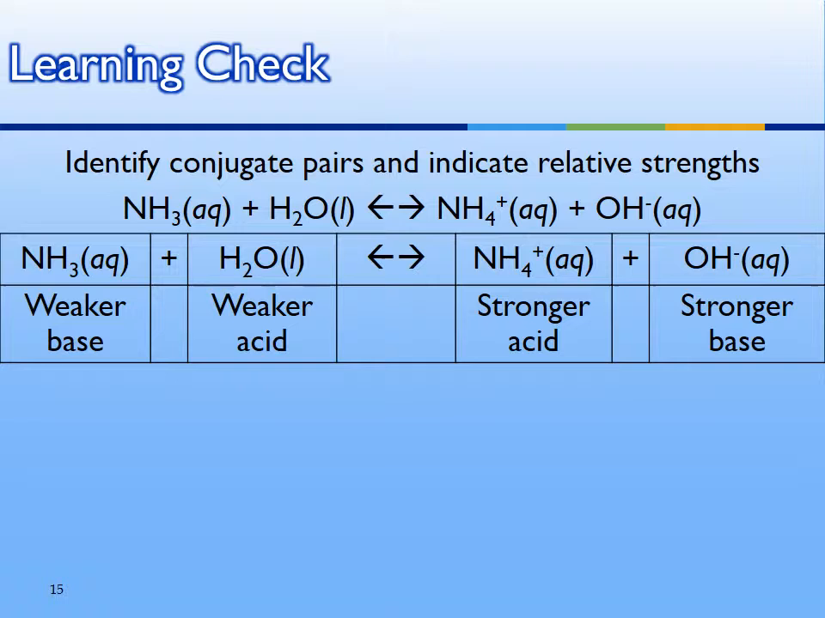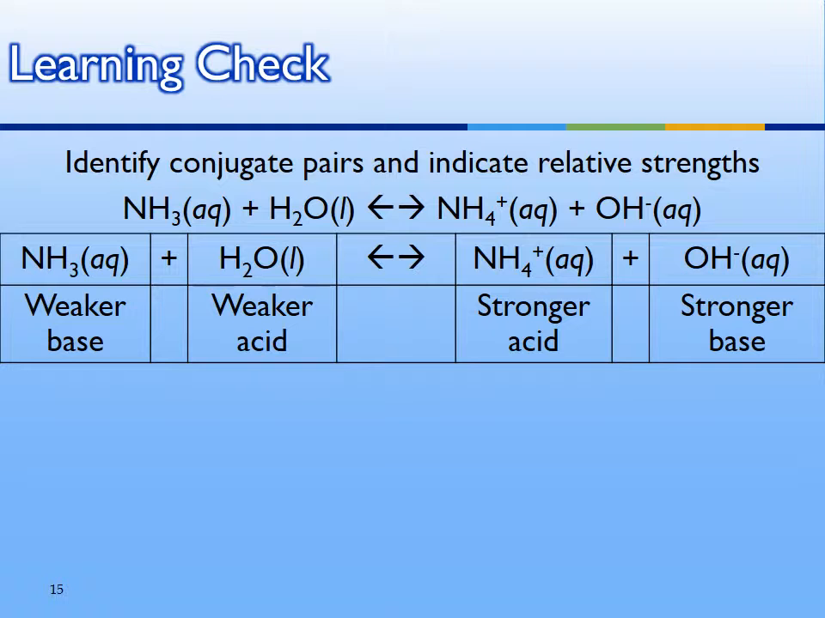Now, here are the conjugate pairs. In other words, ammonia and the ammonium ion are the base and conjugate acid pair. The water and the hydroxide ion are the acid and conjugate base pair. Now, why do I have the ammonia as the weaker base and the hydroxide ion as the stronger base? And also why do I have the water as a weaker acid and the ammonium ion as the stronger acid?